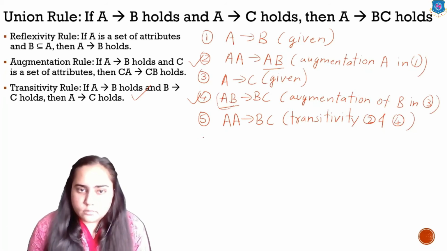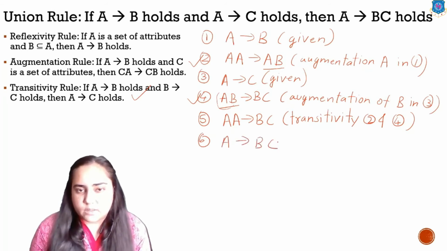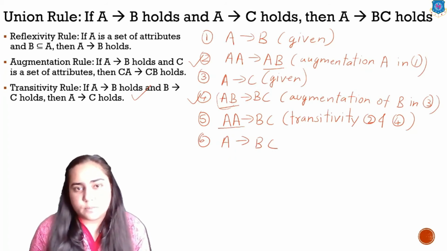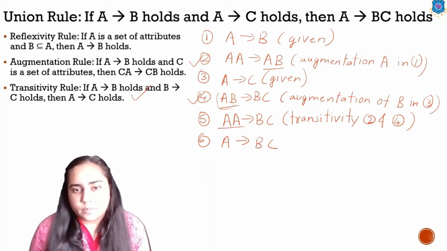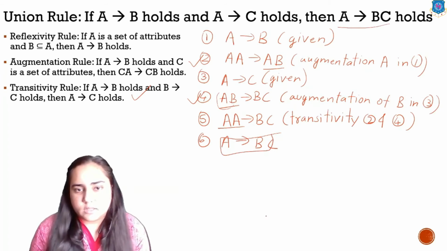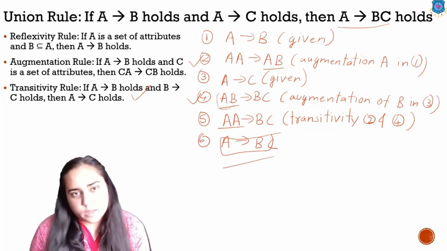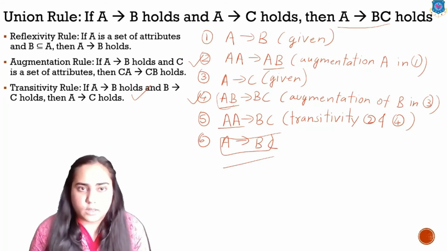And as a sixth step, I could write down A determines BC without mentioning anything, because when two attributes are repeating, we can always remove one that is just set theory. So you can see this is the result that I was trying to prove, and I have proved it. You can see A determines BC is exactly what we were trying to prove. So that is how you can prove one rule by using the others present.